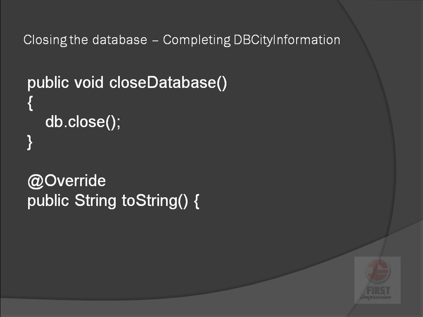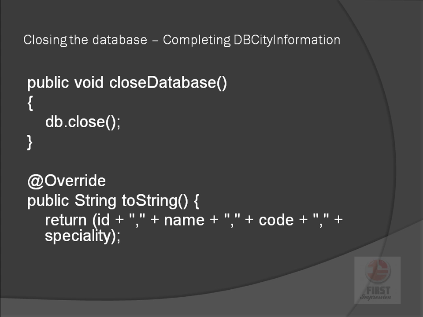Okay, so we want the output to look like id plus comma plus name comma code comma specialty. So if the id of Nagpur city was 6, the record on the ListView should look like 6 comma Nagpur comma 0712 comma oranges. Okay, I hope we are clear with this.